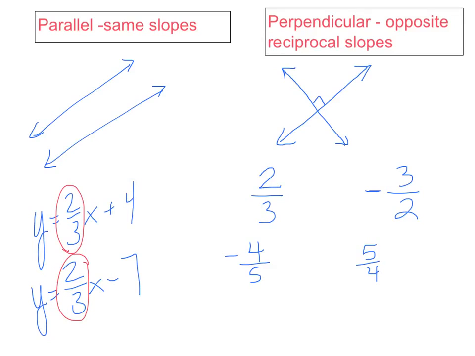If you happen to have something like a 7 for your slope, well, remember that that's really 7/1. We don't typically write it as a fraction, but we could, 7/1. So its reciprocal would be 1/7. And we would make it negative since we want them to be opposite reciprocals. Okay, you need to know that for where we're headed.